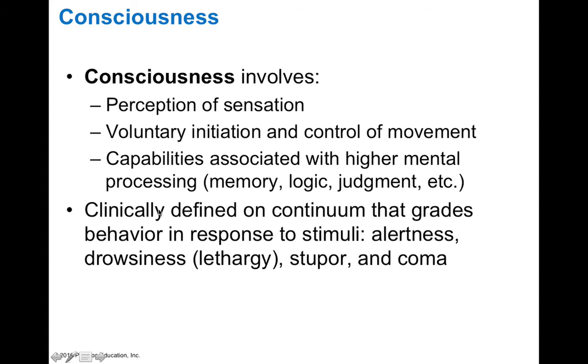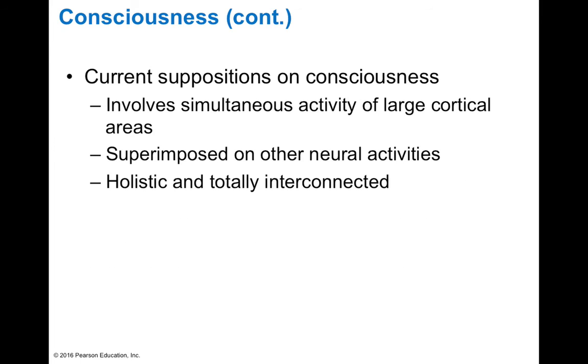Now, clinically, we define consciousness on a continuum that grades in behavior. So we can define consciousness based on alertness, drowsiness, stupor, and coma. And ultimately, we can measure these things to determine the degree of consciousness that someone has. Now, the current suppositions on consciousness is that it involves a wide range of cortical activity, and it's superimposed on other neural activities. So there's not one place in your brain that's conscious. It actually involves a wide range of brain regions.